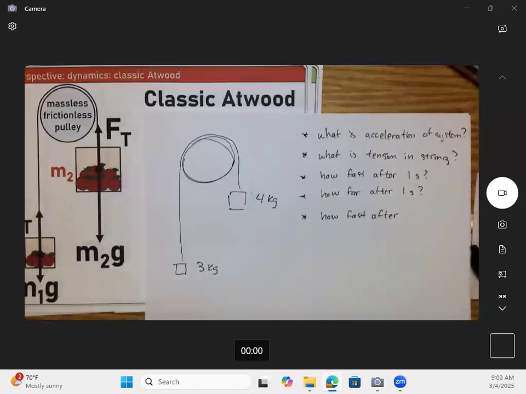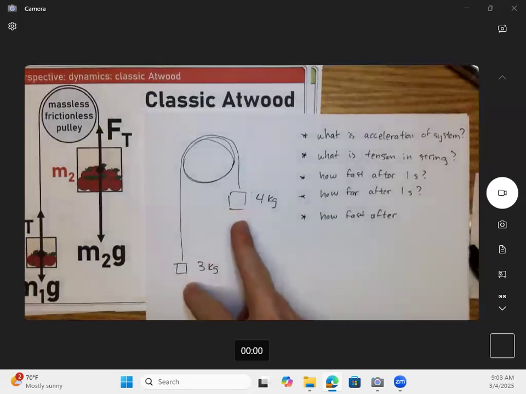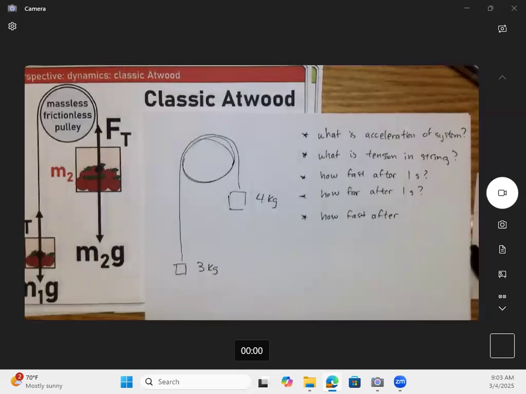Bigger than what you get? 9.8. Well, it's not going to be pure free fall because it's being resisted, held back. What you got? I think not quite that fast. Well, it can't be more than gravity, right? Guys, it's not going to be faster than free fall, right?